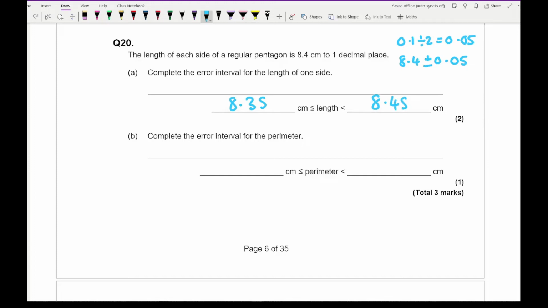It then says for B, complete the error interval for the perimeter. Now a pentagon has got 5 sides, and this is the smallest side it could be, so it's going to be 8.35 times 5, which if I type that into my calculator, I get an answer of 41.25. And if I then look at the maximum length, which is 8.45, and I multiply that by 5, I get an answer of 42.25.